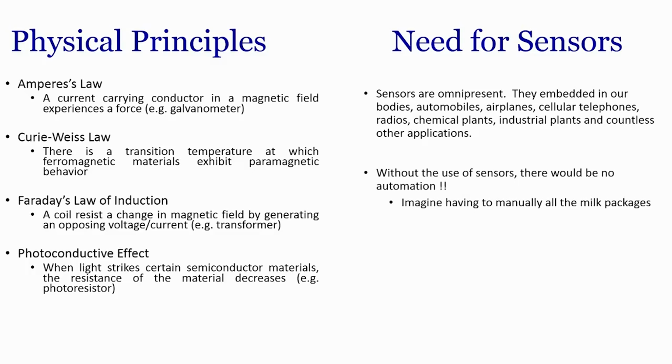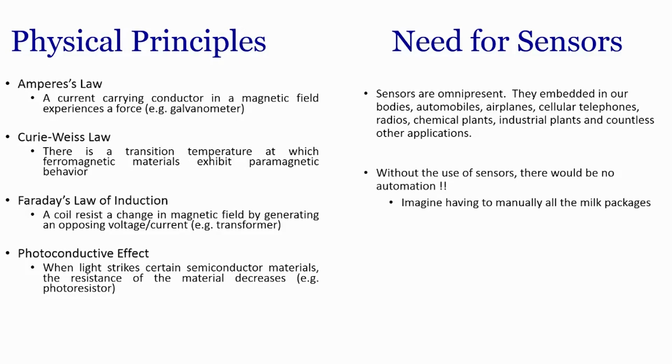Now, let us see physical principles and then we will see the need for sensors. When you talk about physical principles, there are several laws that we need to understand. The first law is Ampere's law, where a current carrying conductor in a magnetic field experiences a force, for example a galvanometer, right. When we talk about the Curie-Weiss law, there is a transition temperature at which ferromagnetic materials exhibit paramagnetic behavior. At a particular temperature, your ferromagnetic materials will exhibit paramagnetic behavior.